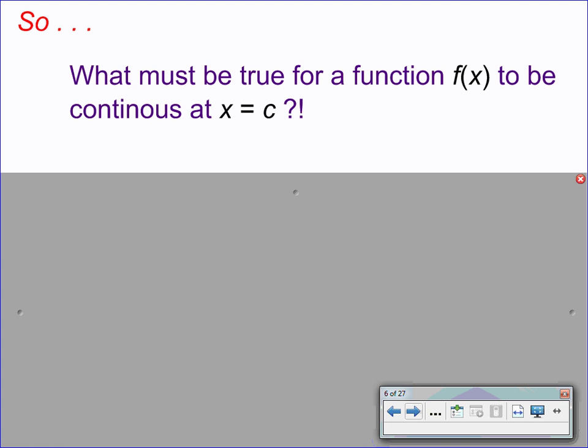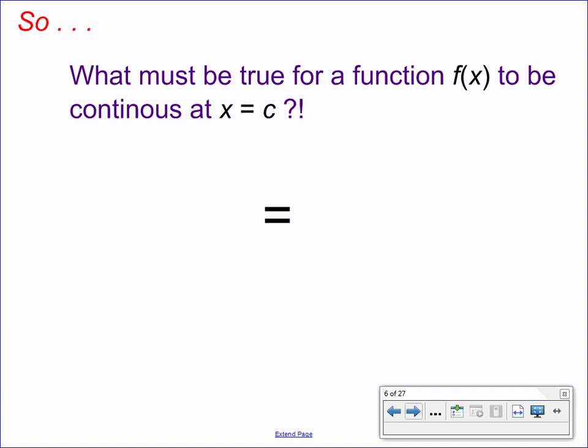We want to make sure that we're comfortable with our continuity versus differentiability discussion from way back before fall break. So what must be true for a function f of x to be continuous at x equals c? And I gave you a hint, this great big equal sign here. So for a function to be continuous at x equals c, let's use f's and x's and c's. What would that look like for an equation? The limit of f of x as x approaches c has to equal f of c. Yes! Very nice.